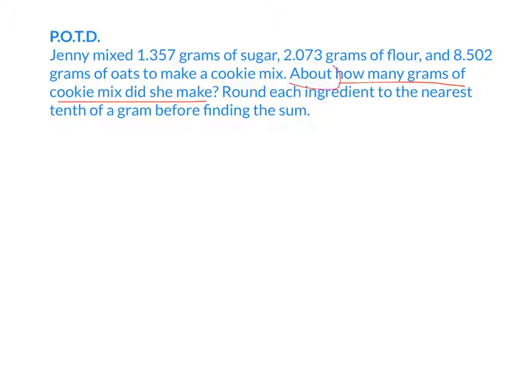Now this word "about," is that very important? Yes. The word "about" tells us, are we finding the exact amount of cookie mix that she made? No. We're finding an estimate. You got it. So if you give me the exact answer, that would be wrong because it says "about." And it also tells you how to do it. It says to round each ingredient to the nearest tenth of a gram before finding the sum. Does that make sense? Very good.